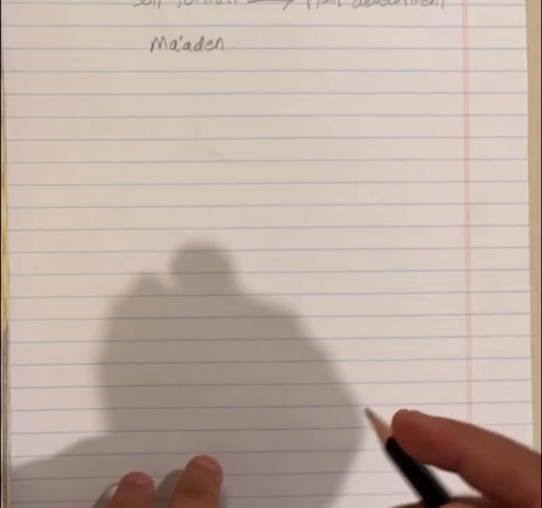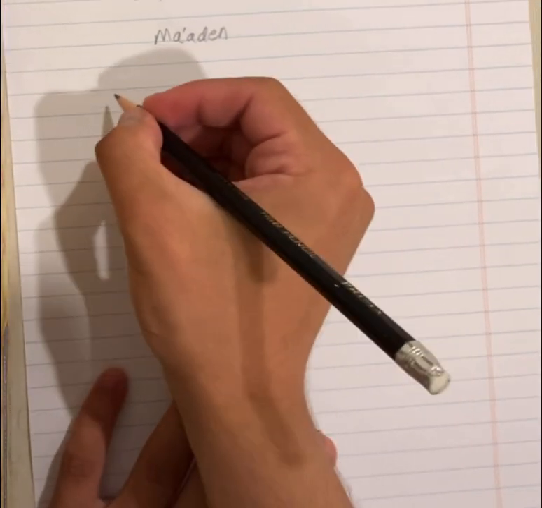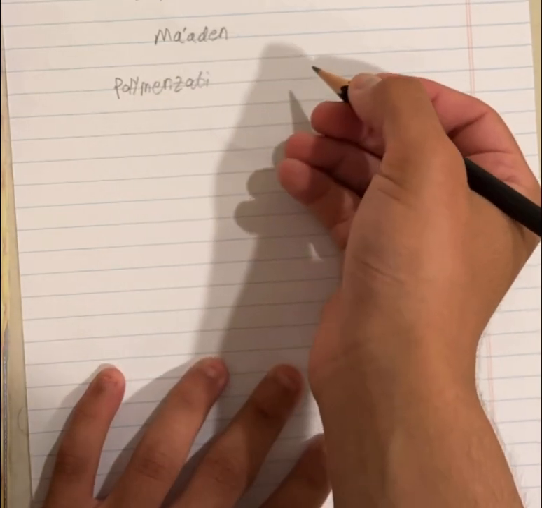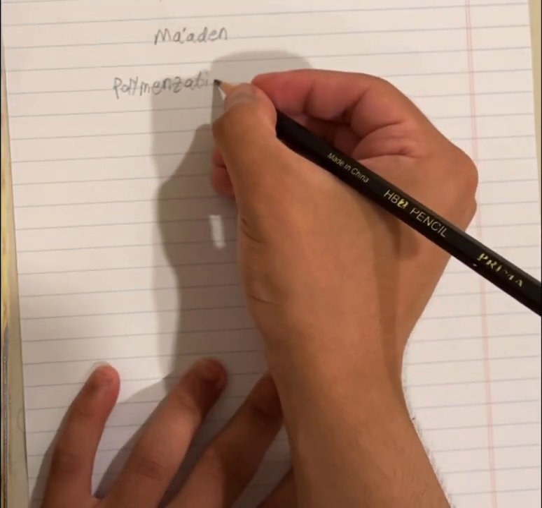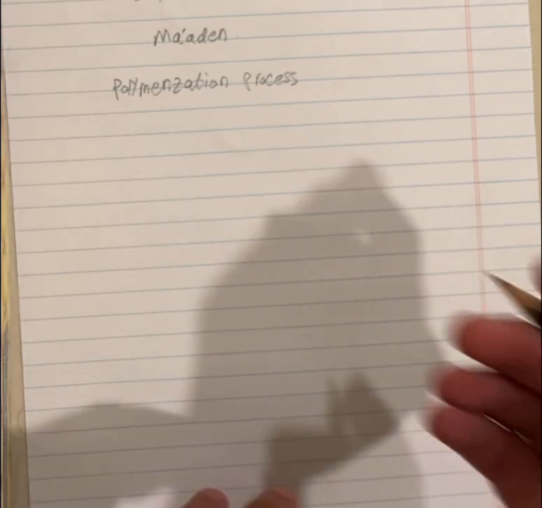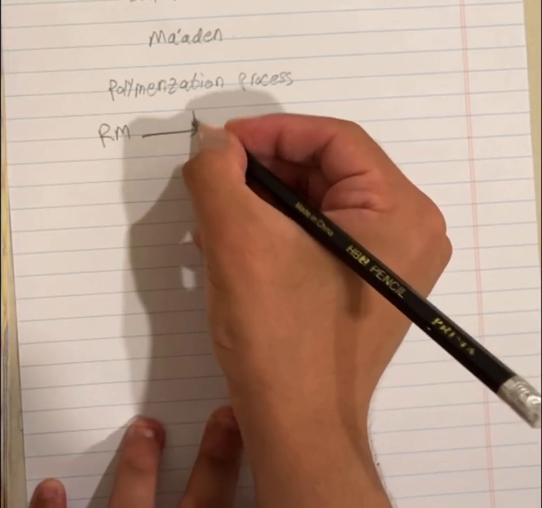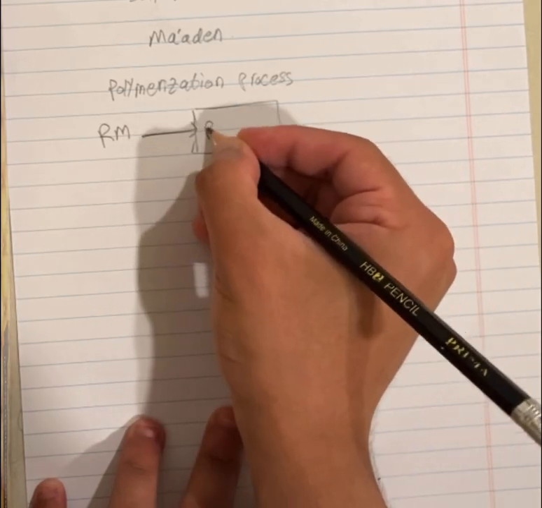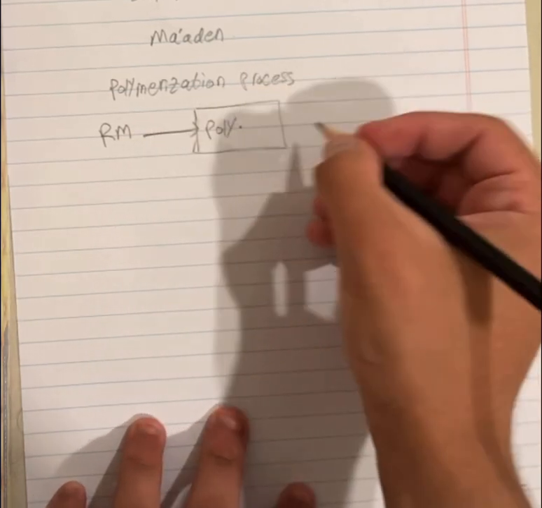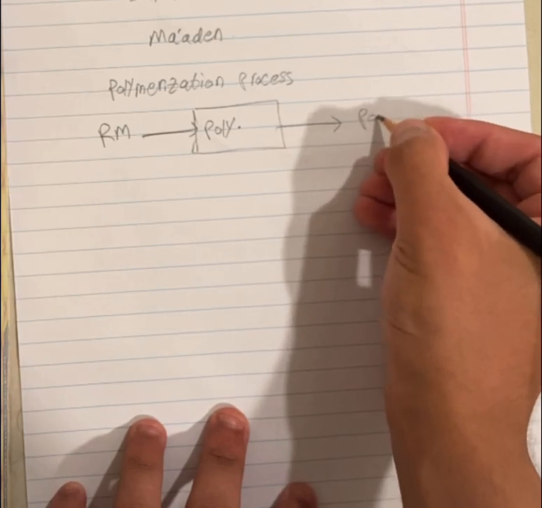Moving on, we have the polymerization process. Such fancy names, filterization, polymerization. And this is responsible for our clothes, for example. We wear a lot of things that are made of polymers. So we have raw material, polymerization, and then the product is polymers.